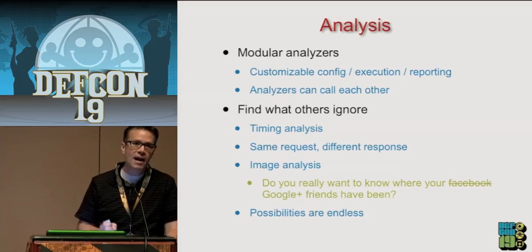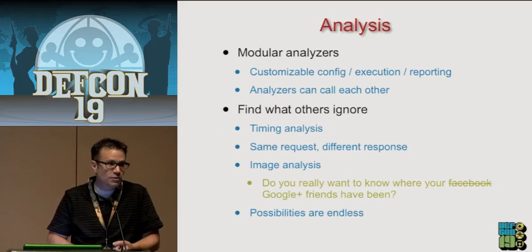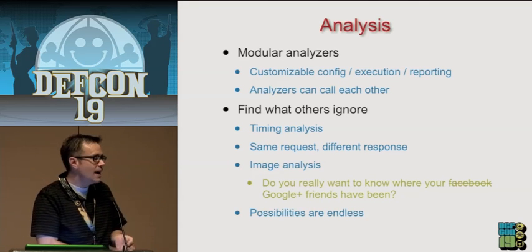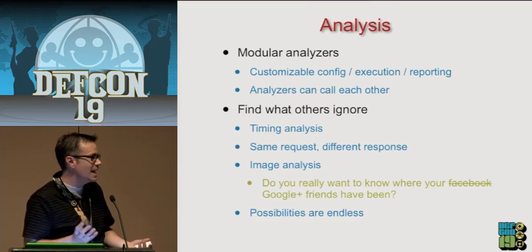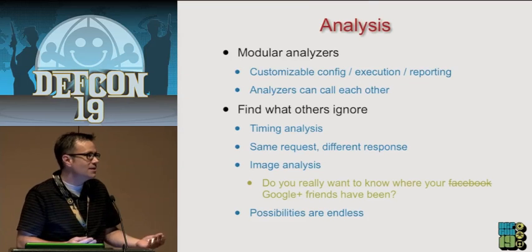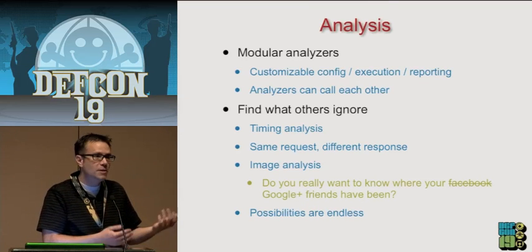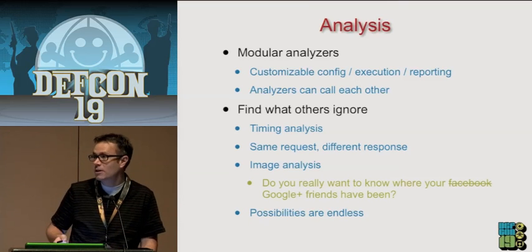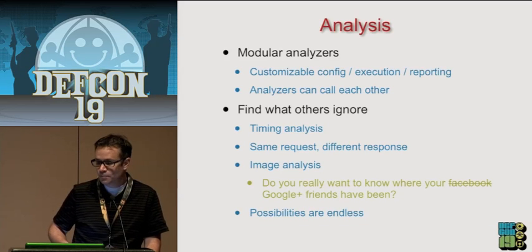We want to look at timings, like how long it takes a page to respond. We want to do some image analysis. If you guys have looked at Google Images lately, they now actually pull out EXIF data and will display where exactly an image was taken or what camera was used for it. That's not something you typically look at during an assessment, but it could be useful information, especially for a social engineering engagement. So the possibilities are really endless. These analyzers are extremely easy to write.